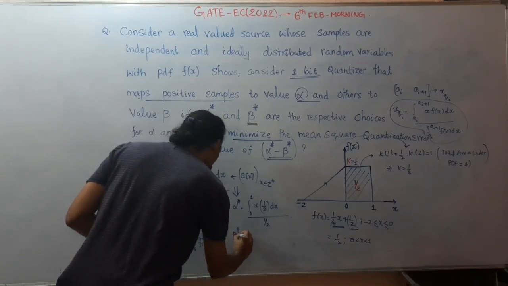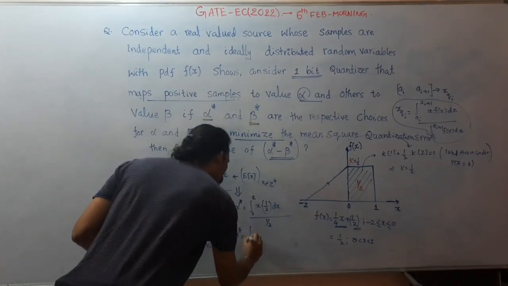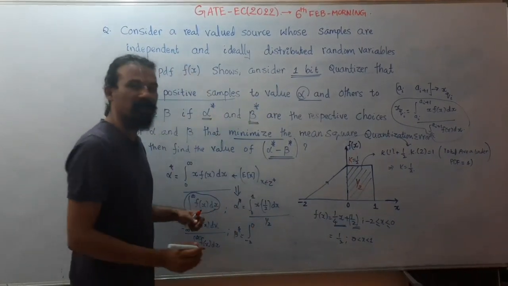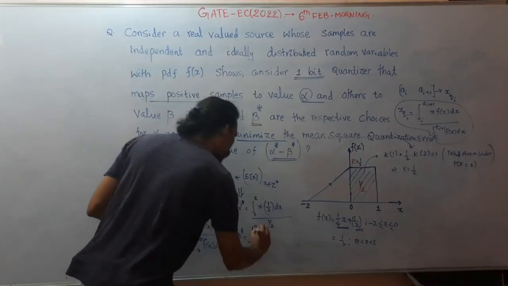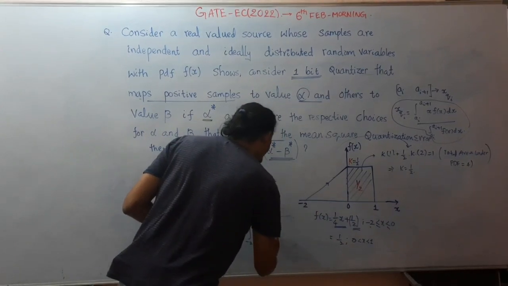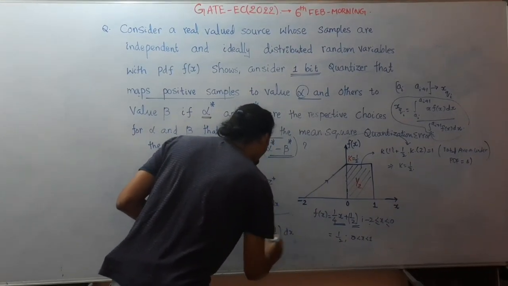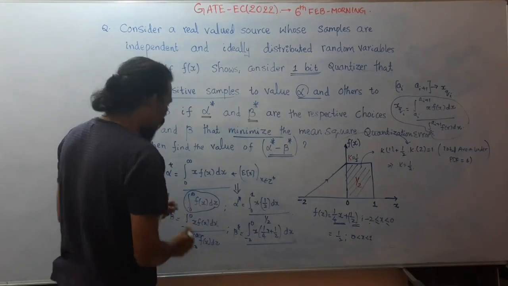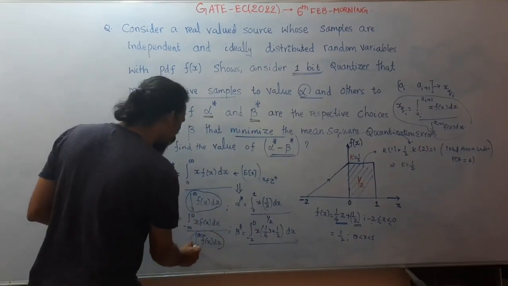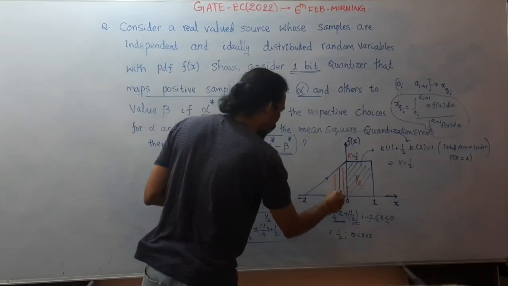Okay, what is the beta star value? Beta star value equals, here for negative values, the PDF function exists from minus 2 to 0. So the limits are changing from minus 2 to 0. x into, what is the PDF function for negative values from minus 2 to 0? It is 1 by 4 into x plus 1 by 2 into dx. And my dear friend, it is nothing but the curve of the PDF function for negative values.